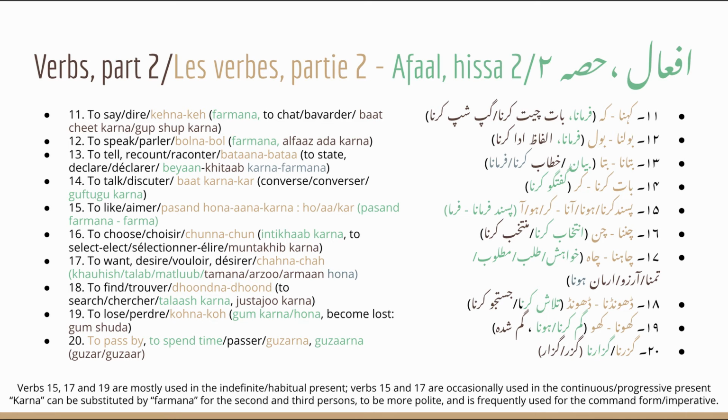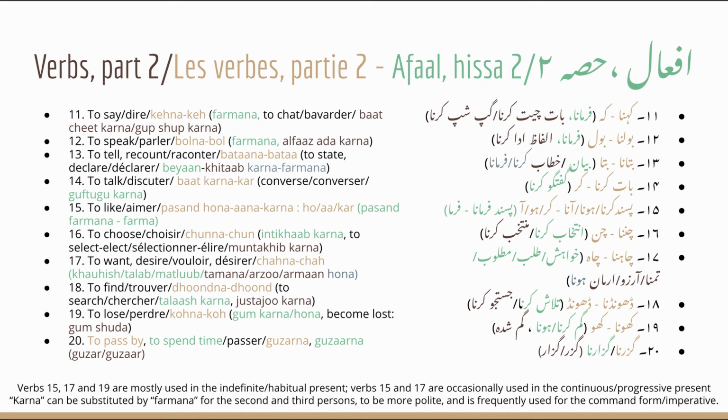To want is chahna and chah. And more formal ways are khwahish, talab, matlub, tamanna, arzu, armaan, hona. The first three are more common, and the last three are kind of wishes or desires, so those are slightly more formal.